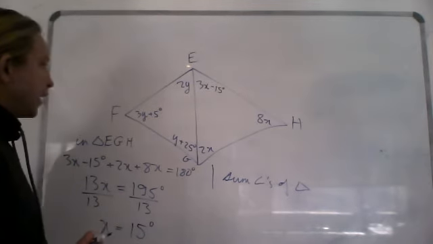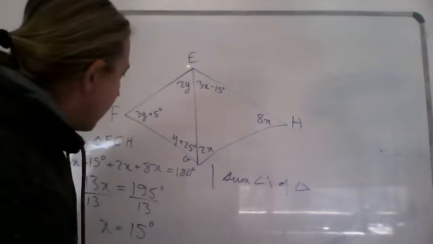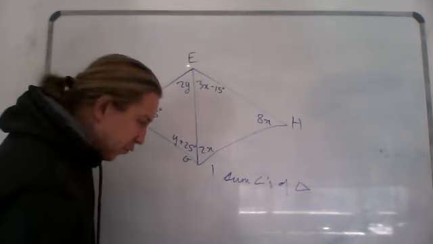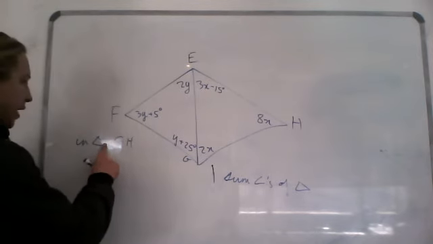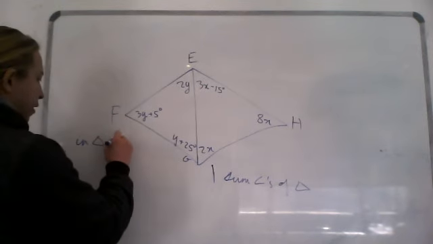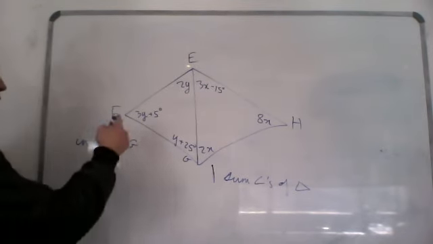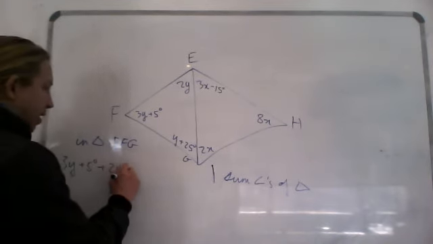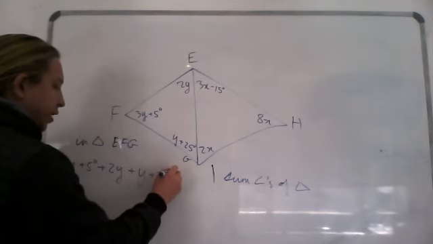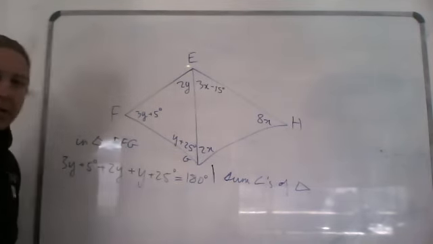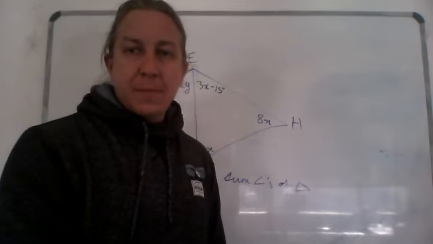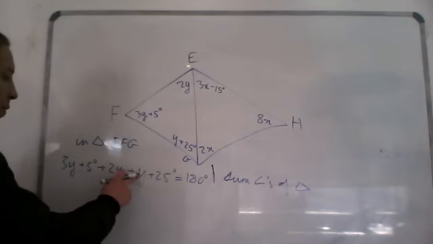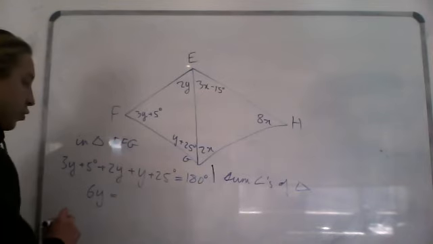Next we can deal with the second triangle, and the idea is exactly the same. The reason is the same. So in triangle EFG, same story: 3y plus 5 plus 2y plus y plus 25 degrees has to equal 180 degrees. Again, angles of a triangle add up to 180 degrees, same reason as before. 3y plus 2y is 5y plus y, that's 6y.